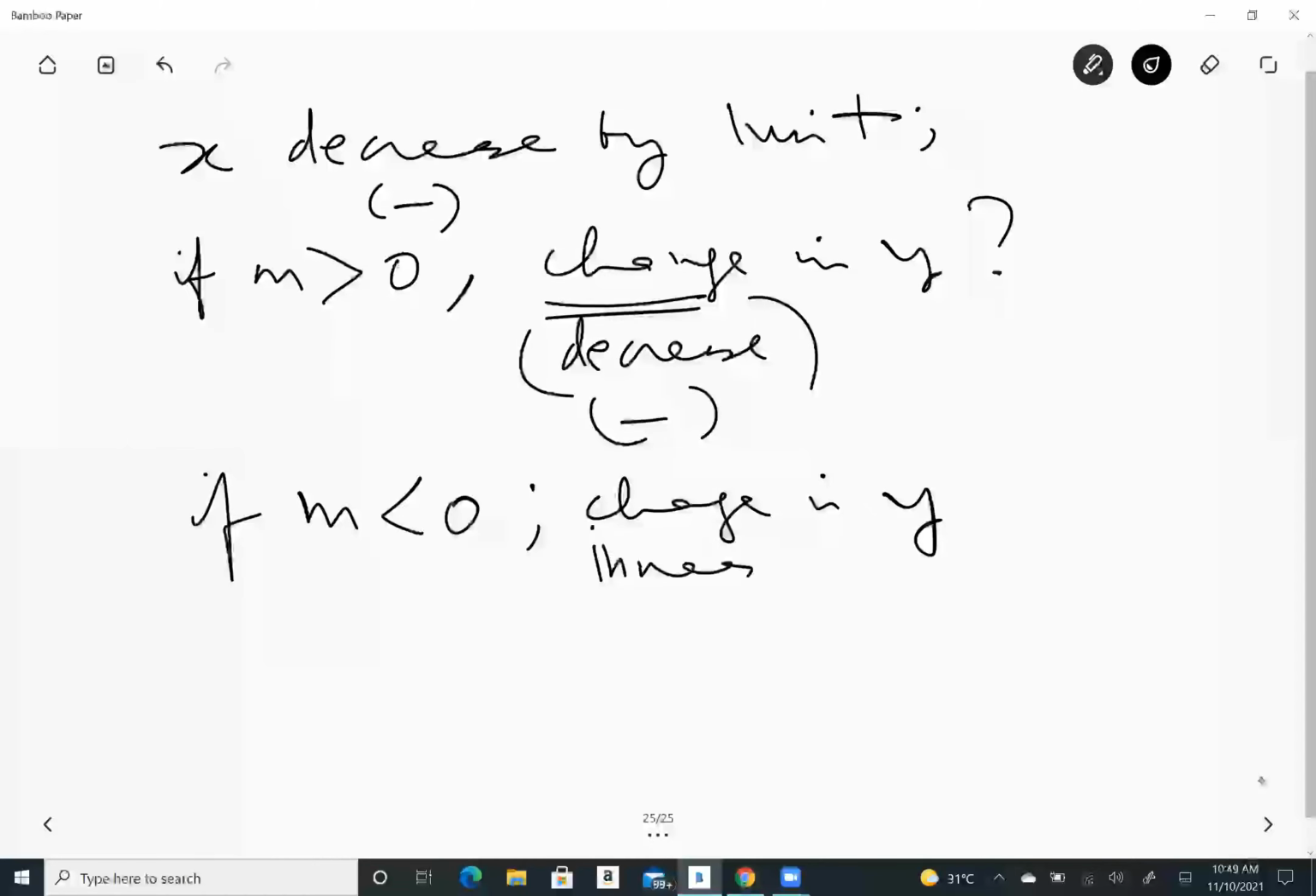Okay, good. So what I'm saying is that the change can be either an increase or a decrease, positive or negative. We start with X because X is the independent variable. X is the denominator. So we start with a unit change in X.